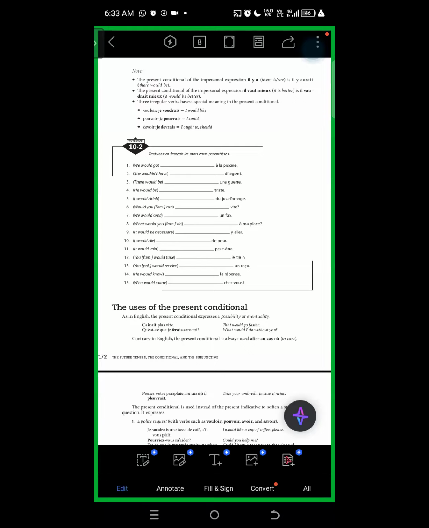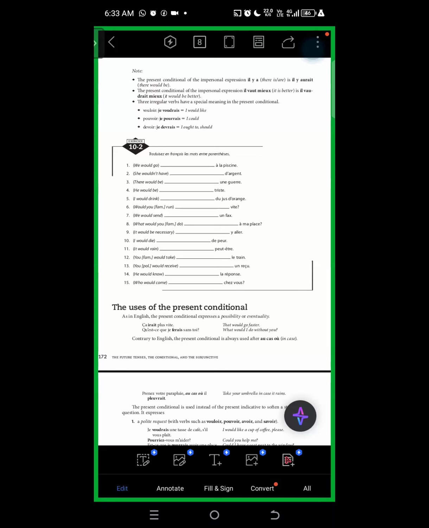So j'aimerais, how do you use it? Like j'aimerais parler avec toi. I would like to speak to you, for example. Je voudrais parler. I would like to speak to you. So we use j'aimerais and je voudrais a lot when we are making requests. Can they be used interchangeably? Yes. Okay, thank you.